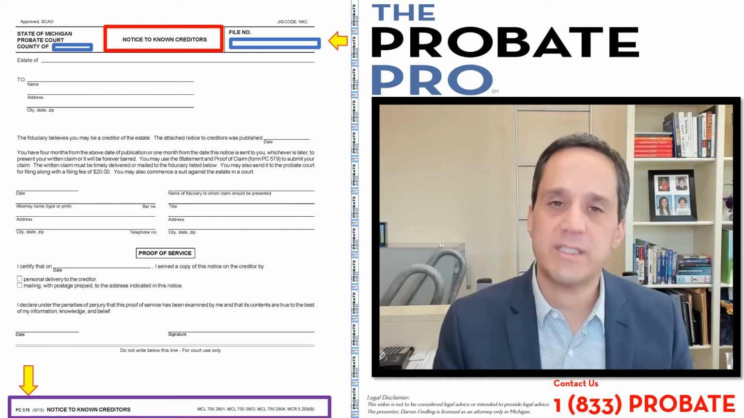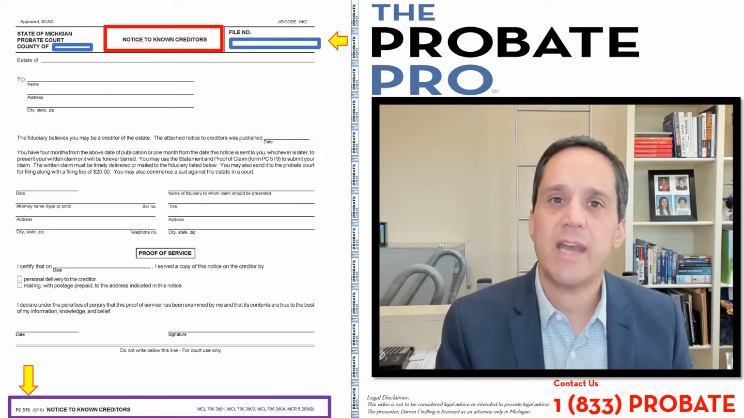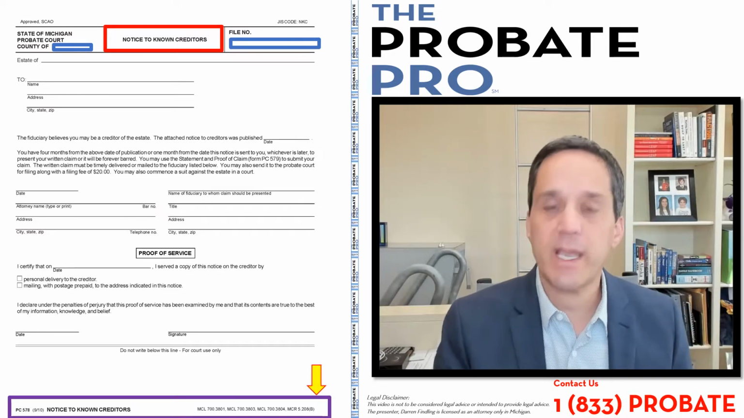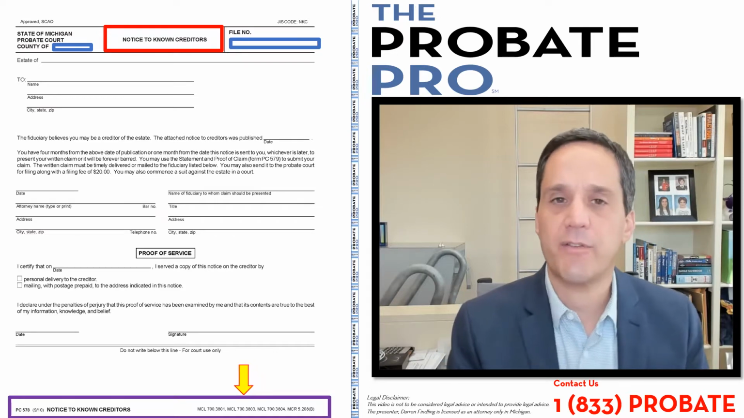Now, with all of these state court administrative order forms, they are created by virtue of various statutes and court rules. And in the bottom of all of these forms, there are the statutes and court rules that explain why and how to fill out this form. So this floating arrow is covering the particular statutes and court rules. Let's cover them one at a time.